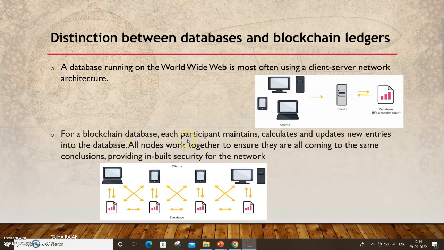For a blockchain database, each participant maintains and calculates updates to the database. All nodes work together to ensure that they come to the same conclusion, providing inbuilt security for the network. So each of them will have the database. Unless all the databases are synced, the transaction is not said to be complete. That is an important difference between an ordinary database and a blockchain.